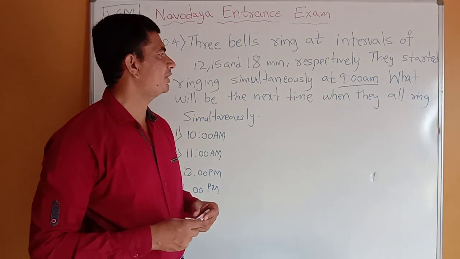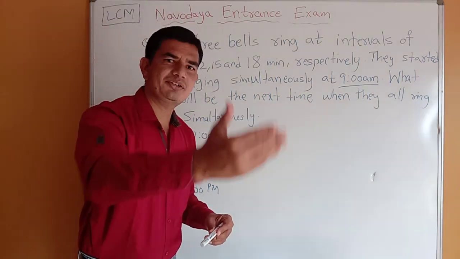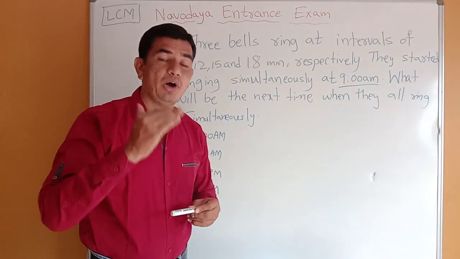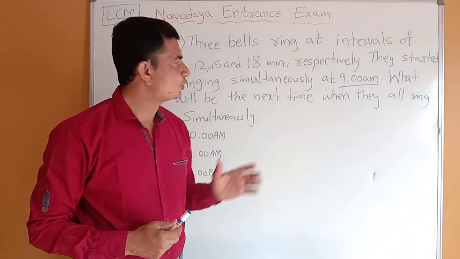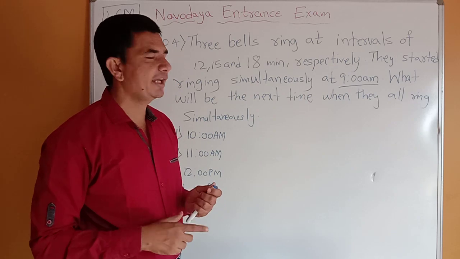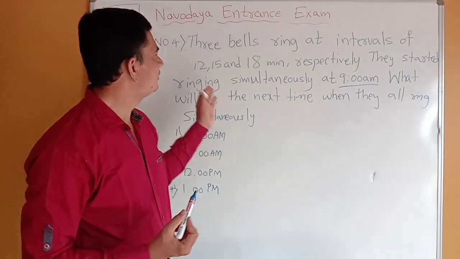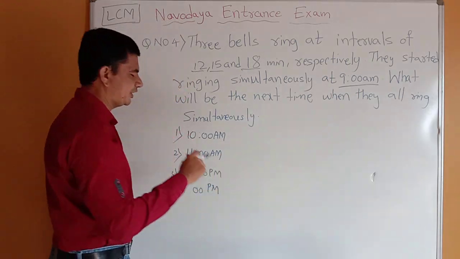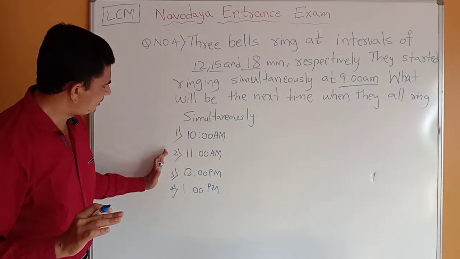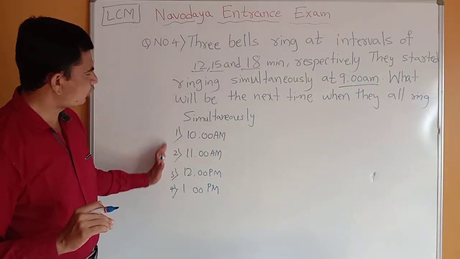They ring simultaneously. The question asks: after that, at what time will they ring again simultaneously? To find this, we have to find the LCM of these numbers: 12, 15, and 18. First, we have to check the answer options. They have given 4 options.